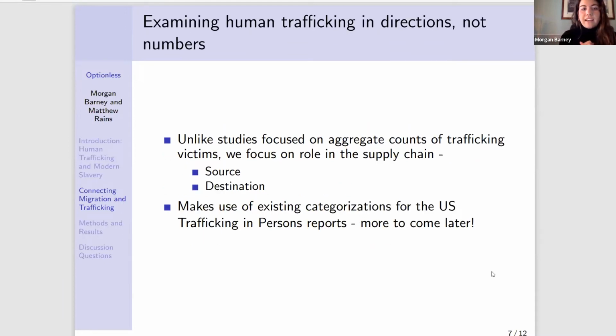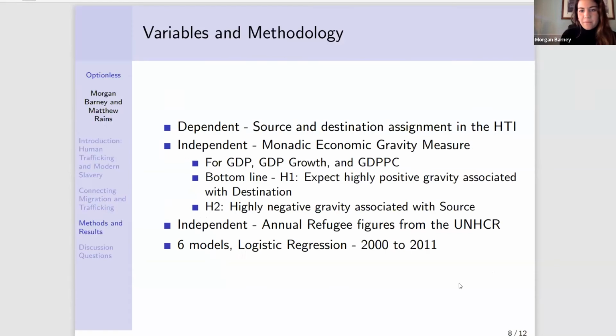So finally, unlike studies that focus on aggregate counts of trafficking victims, we're really interested in the role of the supply chain. And, I hate to say it, the supply chain is a big focus right now, and it's so for us as well. So we're really interested in the source and destination countries, and we're using the existing categorizations in the Trafficking in Persons report as our measure of prevalence and levels of human trafficking. And Matt's going to discuss that further now.